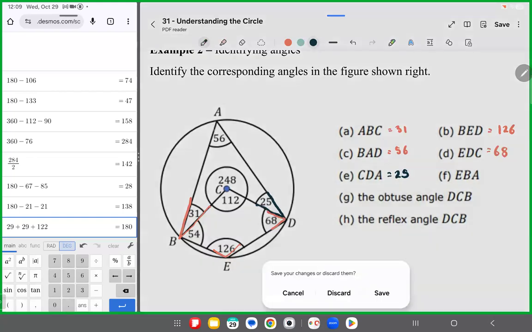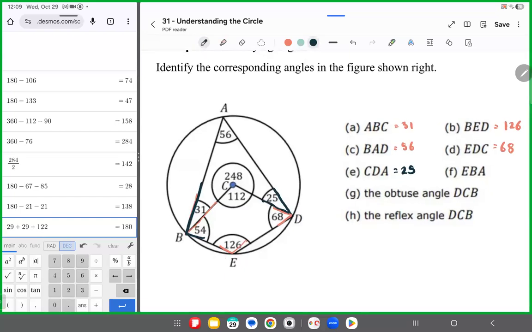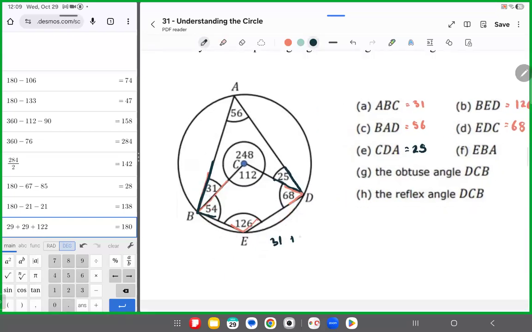And what about EBA? Ooh, trickier one. If you notice, EBA happens to be this entire thing. So we've got to add together that 31 and 54. So angle EBA is equal to 31 plus 54, so angle EBA is equal to 85. I'm just showing that calculation below, how we come up with this.